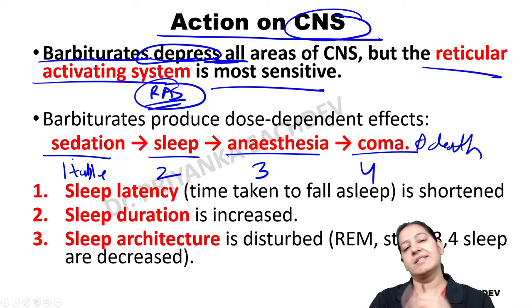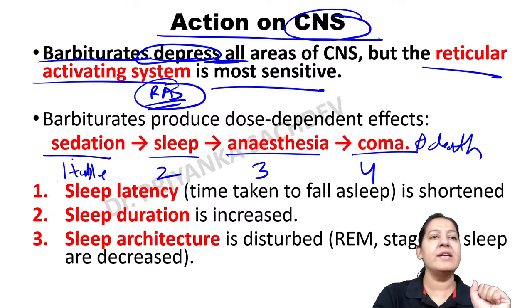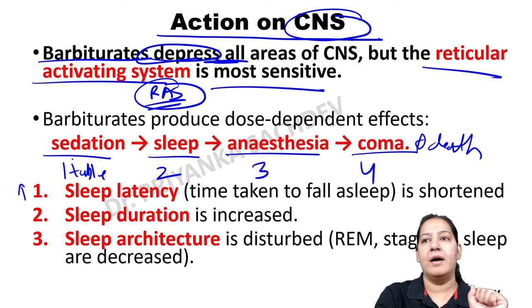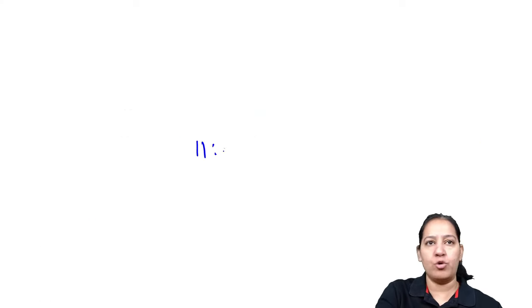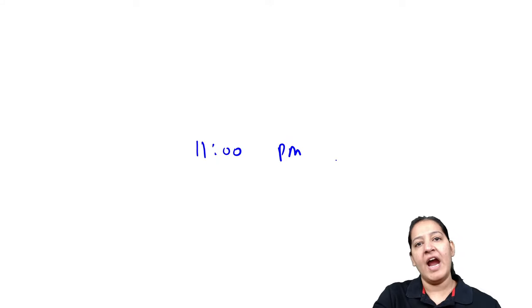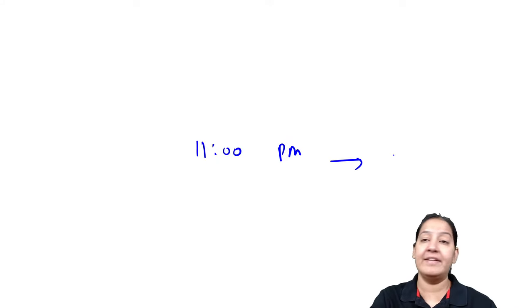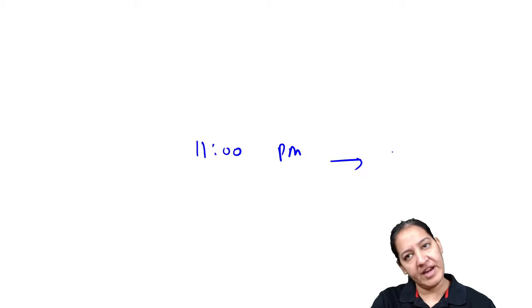They cause three things in the brain. They decrease the sleep latency. What do you mean by sleep latency? I usually go to bed at 11 o'clock every night, and within 10 minutes I go to sleep. I'm very tired by night, and I feel sleepy after having my dinner and after having a walk.